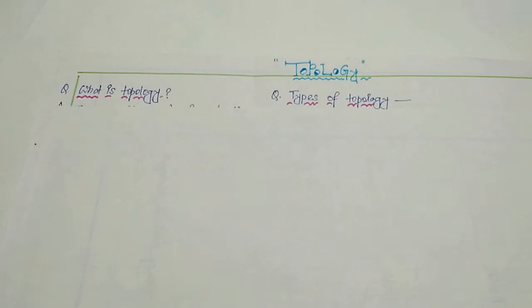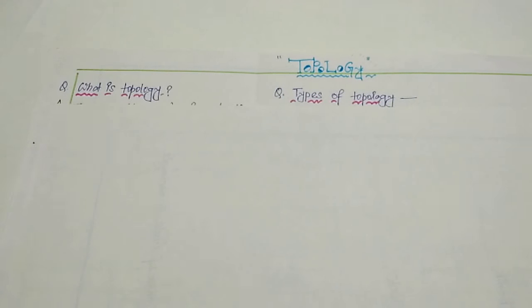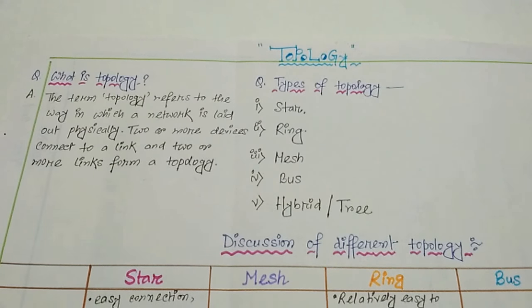This is Vishakha and today I am going to discuss the topology of computer networks. Now, what is topology? The term topology refers to the way in which a network is laid out physically. Two or more devices connect to a link, and two or more links form a topology. There are different types of topology. Those are star, ring, mesh, bus, hybrid or tree topology.